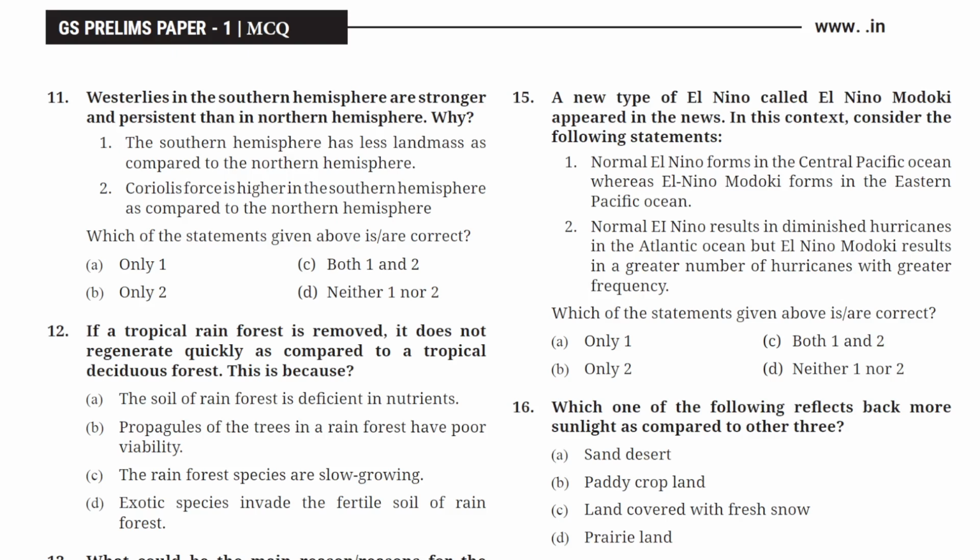So, continuing with question number 11 from the climatology topic of previous year questions. Question number 11. Westerlies in the southern hemisphere are stronger and more persistent than in the northern hemisphere. Why? So, the question is about westerlies again. The difference between the southern hemisphere westerlies and northern hemisphere is being asked here. Okay. So, the reason here is the southern hemisphere has less land mass as compared to the northern hemisphere. Coriolis force is higher in the southern hemisphere as compared to the northern. No, the second option is obviously wrong. So A is right only.